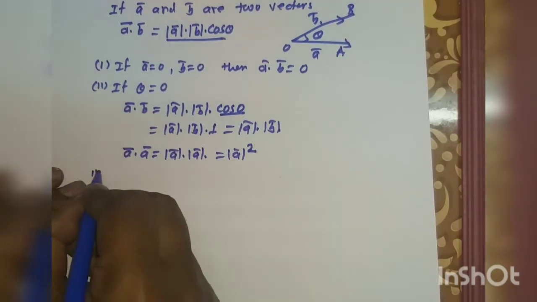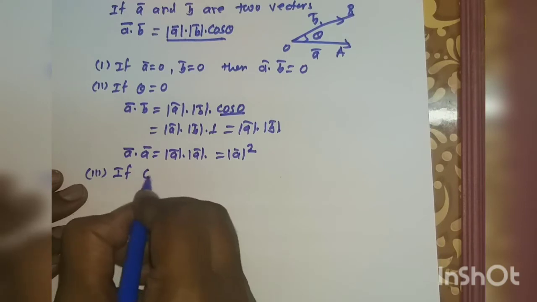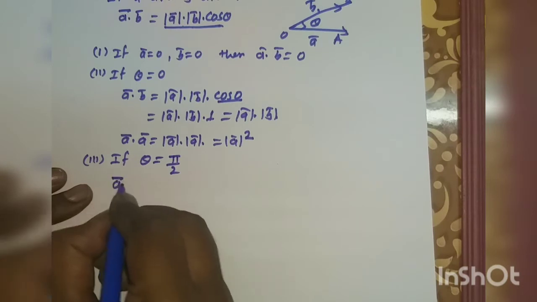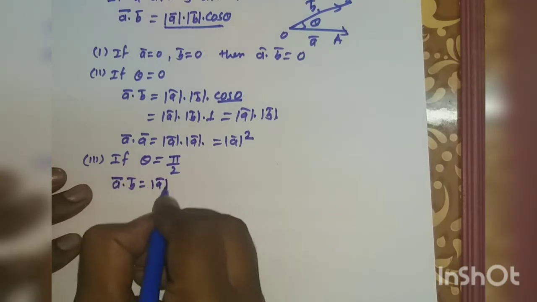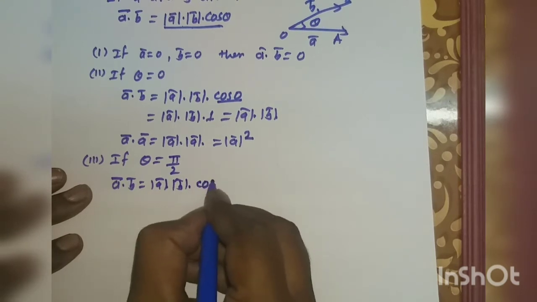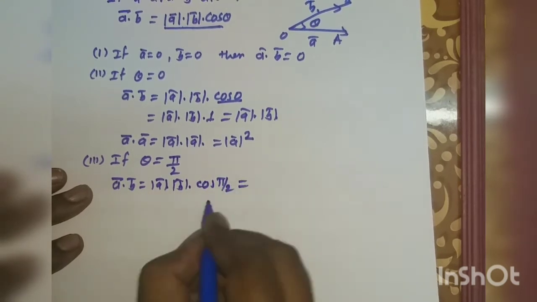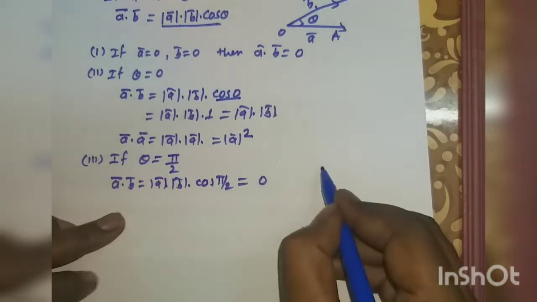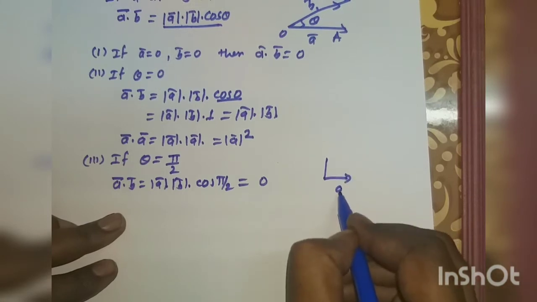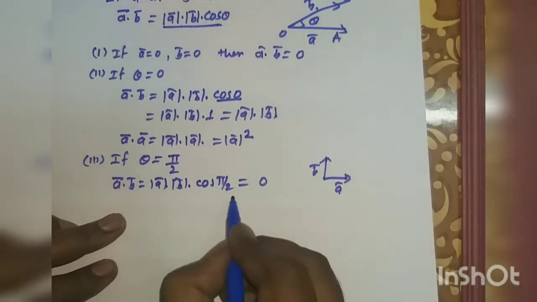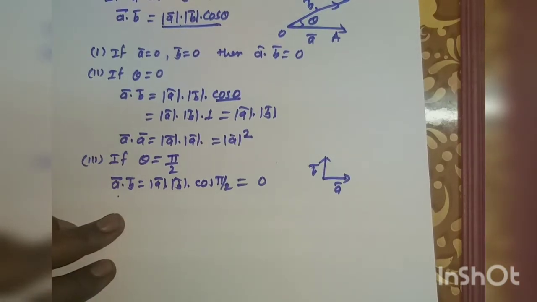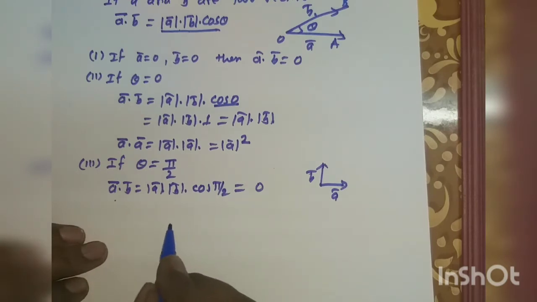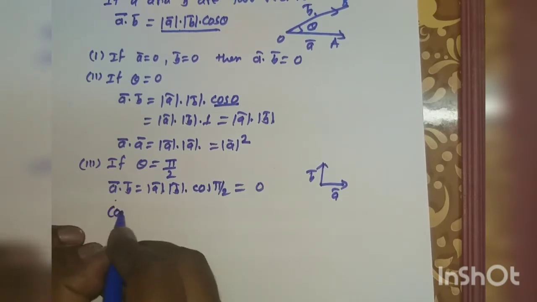Now third rule, if theta is equal to pi by 2, then a bar dot b bar is equal to mod of a bar into mod of b bar into cos of pi by 2. But cos pi by 2 is 0, therefore its value is 0. That means if two vectors a bar and b bar are perpendicular, then its dot product is equal to 0. But the converse is not true.